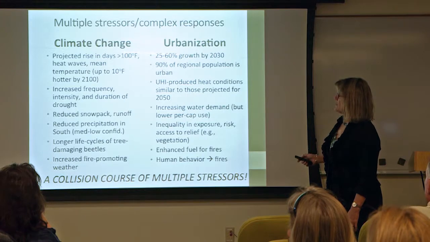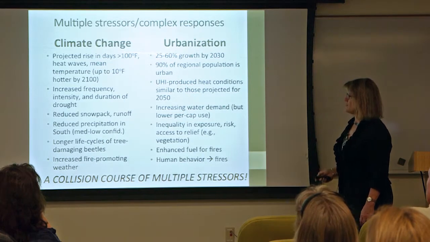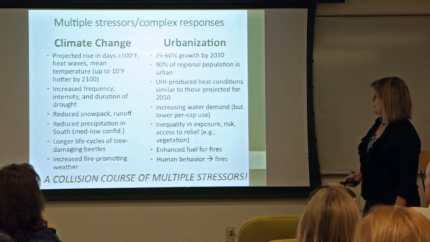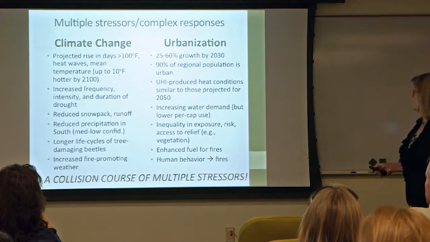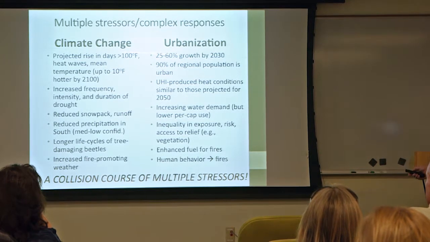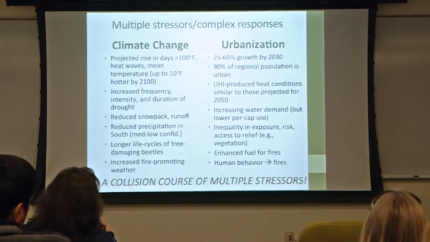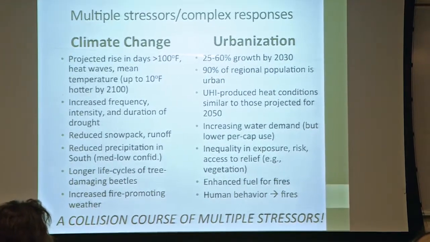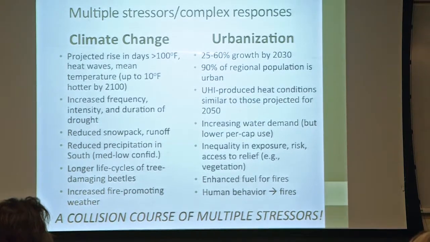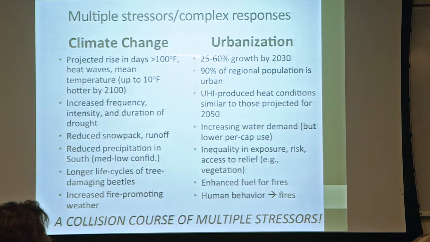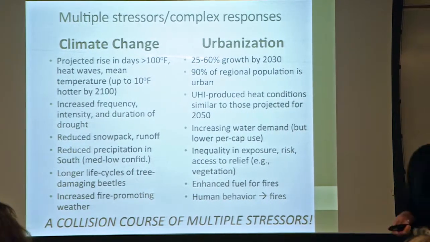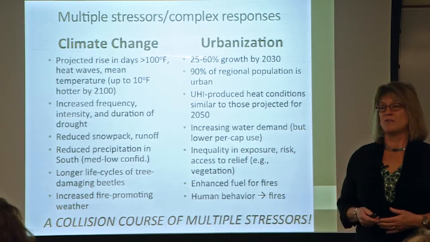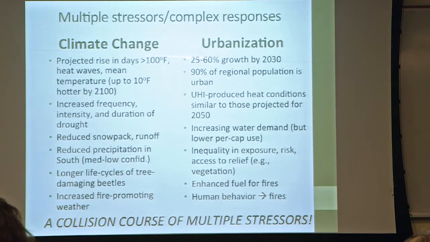We think about climate change versus urbanization. These are some of the changes that we expect for the Southwest. And here are some of the changes we expect in terms of urbanization. And some of the things that I haven't had time to really go into is that in cities, we already have conditions associated with the urban heat island that are very similar to what we might project to be the regional temperature in 2050. We also have increasing water demand and some issues about the inequality of how much people of different kinds that live in different places are exposed to these risks. So a lot of concern about that.